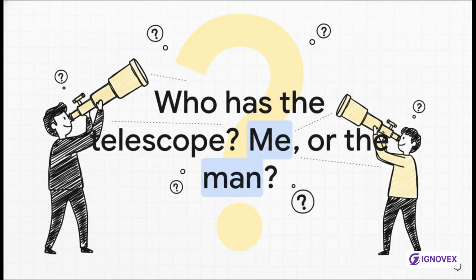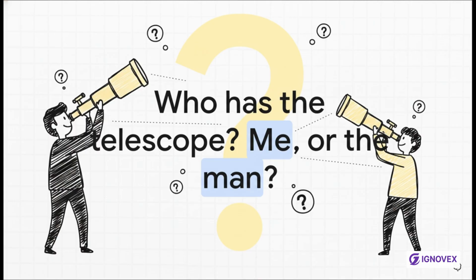Yeah, exactly. So, who has the telescope? Did I use a telescope to see the man? Or did I see a man and that man was holding a telescope? Based on the literal meaning alone, both are totally possible. The semantics just can't give us the final answer.